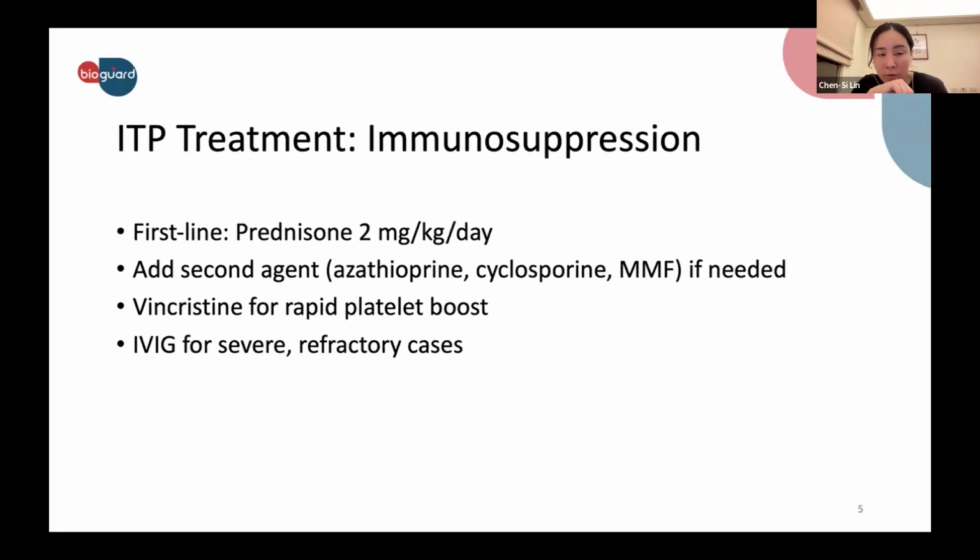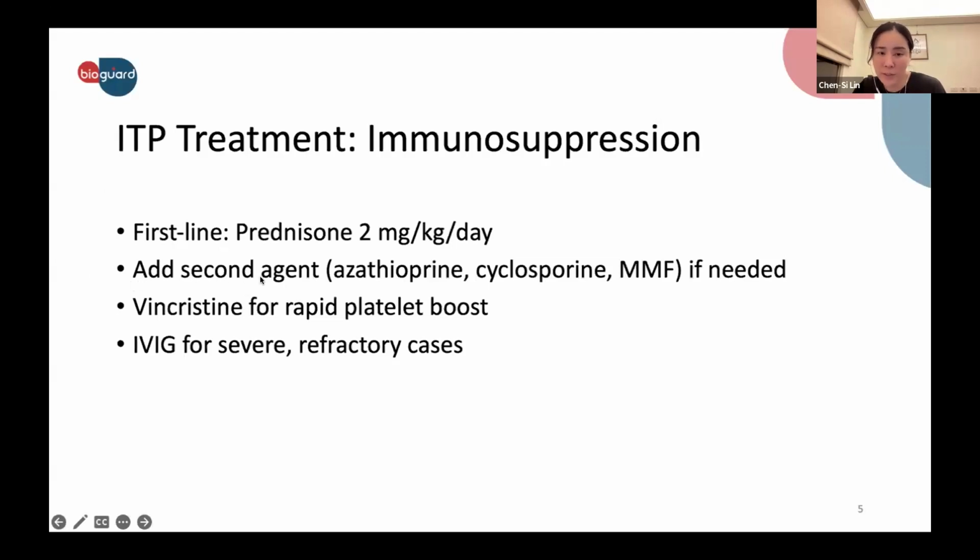So when we mention the ITP treatments, in the first line, the first choice is immunosuppression because it's immune-mediated. So we need to reverse the imbalance of the immune situation. On the first line, the immunosuppression we use is high dose prednisolone. For dog cases, 2 milligrams per kilogram per day of prednisolone could be used. Most dogs respond in around 5 to 7 days.